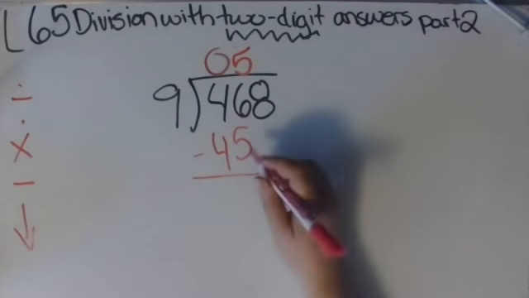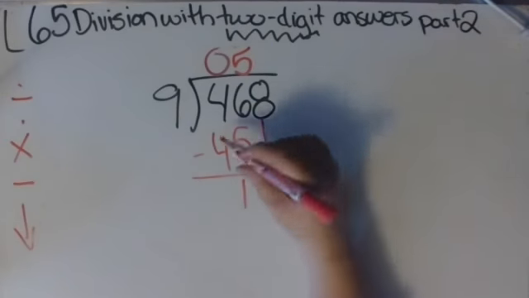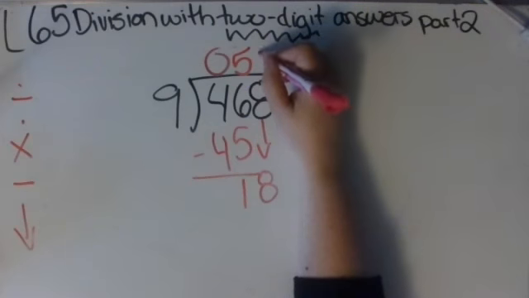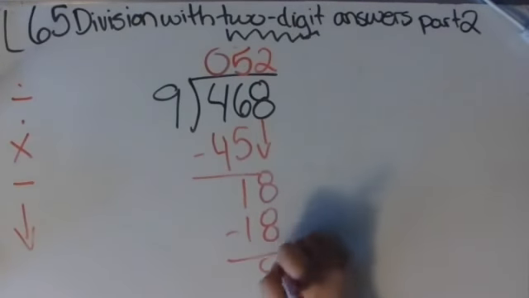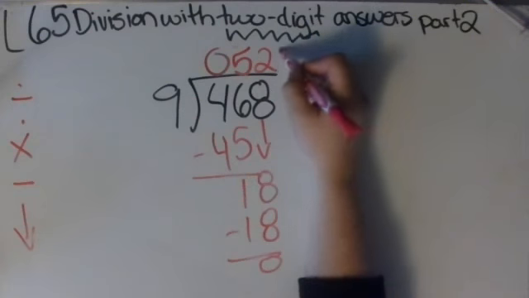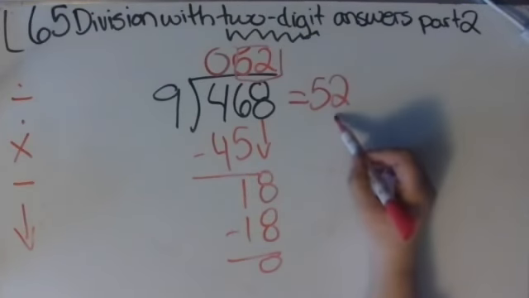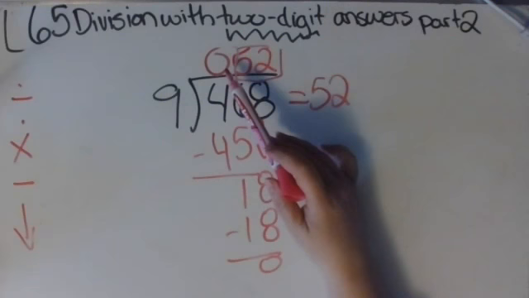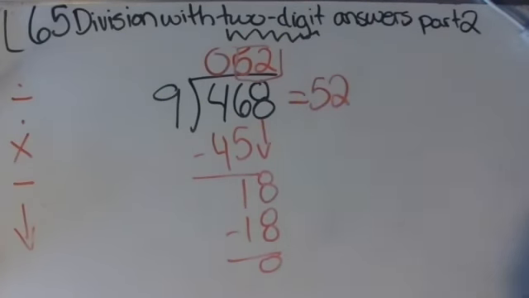Subtract 46, take away 45 is 1. Bring down the 8. 9 goes into 18 twice. 9 times 2 is 18. Subtract equals 0. My quotient still has 2 digits, okay? Because that 0 is just a placeholder. It doesn't count. So it still has 2 digits, 52. That is lesson 65, division with 2-digit answers, part 2.